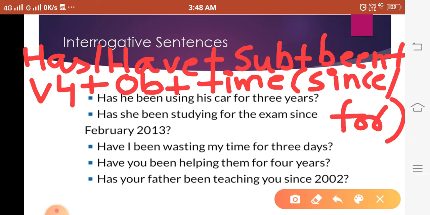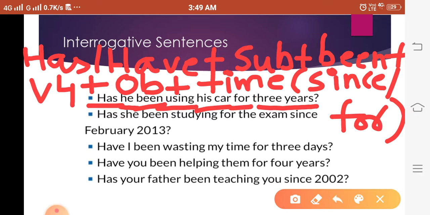First, has, and then subject he. Why has is used here? Because our subject he is singular. Then been, then fourth form of the verb use is written here, using his car. Object. Timing: for is used here for timing, because it is a time period of 3 years, so that is why for is used here.